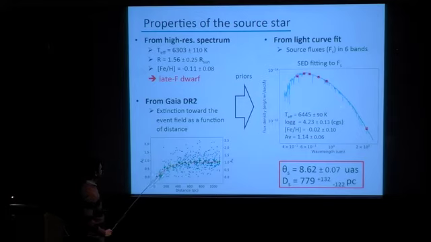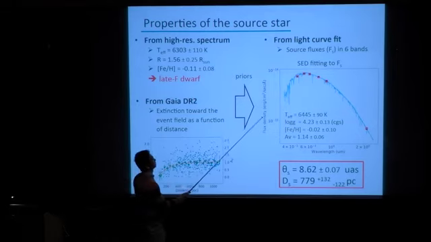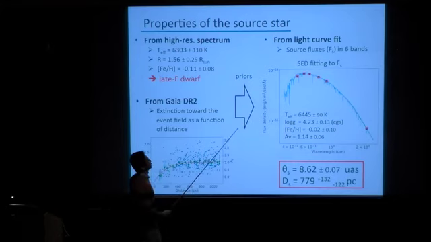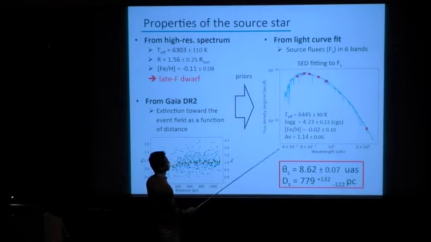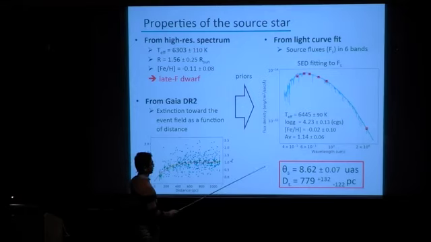We averaged the extinction of the stars in the field and derived the relation between the extinction and distance. And using this information as priors, we fitted the source fluxes, which were obtained by the light curve fitting, with theoretical spectra, and derived the final estimation of the properties of the source star, including the angular source radius and also distance to the source star.